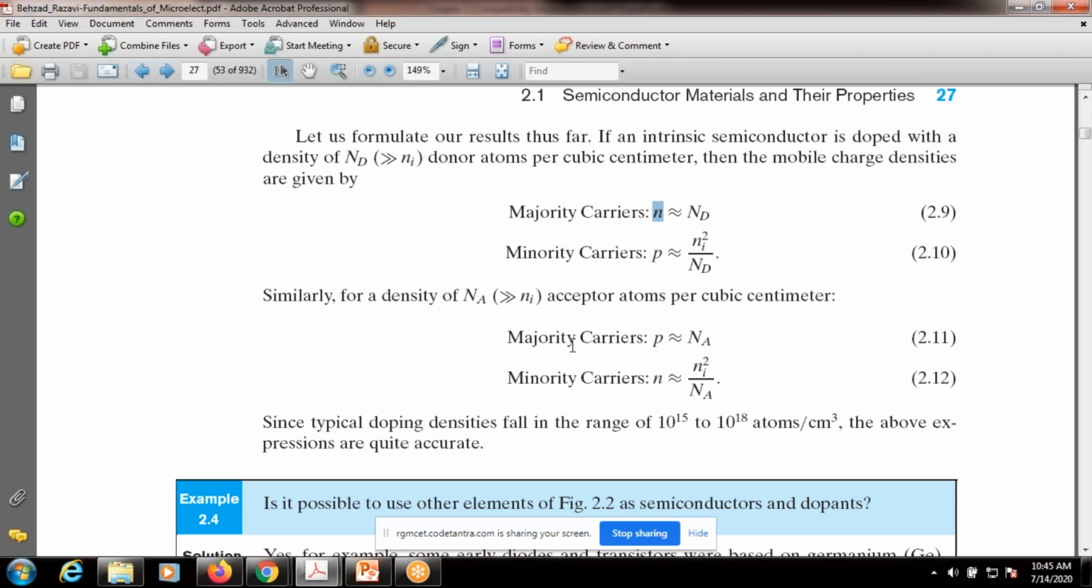Similarly here, it is a p-type. Majority carriers are holes. P indicates the holes, and small n indicates the electrons. P is approximately equal to the number of acceptor atoms, the number of boron atoms. So now here the minority carriers are electrons. Small n is the minority carriers. What is the formula? Small n is equal to ni square by the number of acceptors.